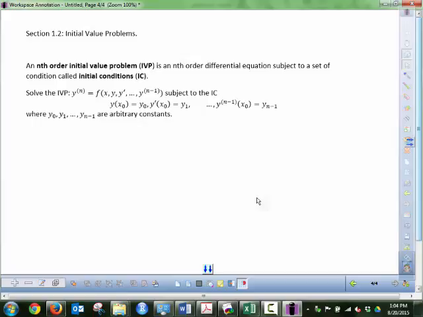And usually they tell you to solve the initial value problem, which means they would give you a differential equation, and they would give you an initial condition or a set of initial conditions, and then you need to figure out what the solution is. And in doing so, you'll end up finding a particular solution. So an example of this would be going back to our position, velocity, and acceleration problem.